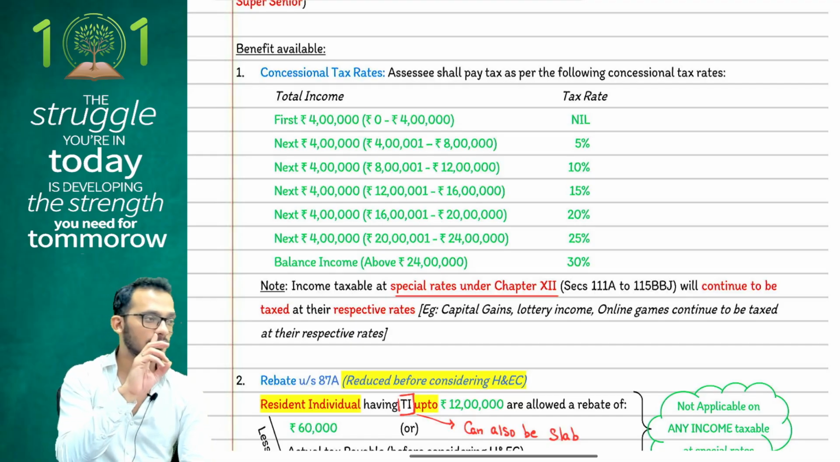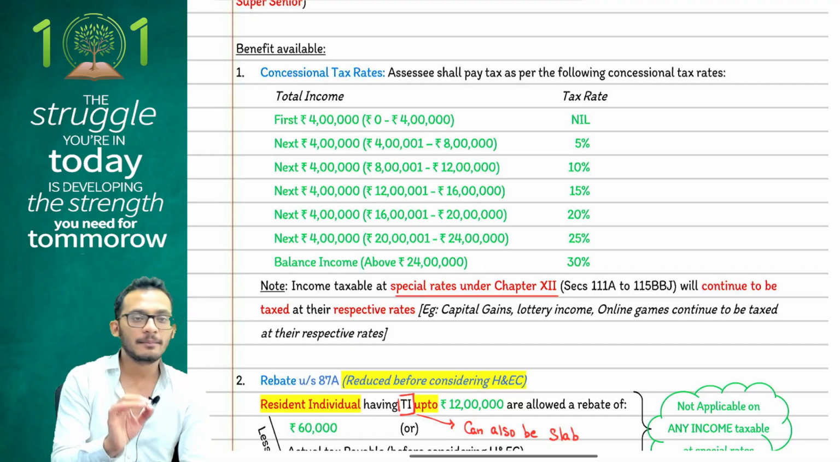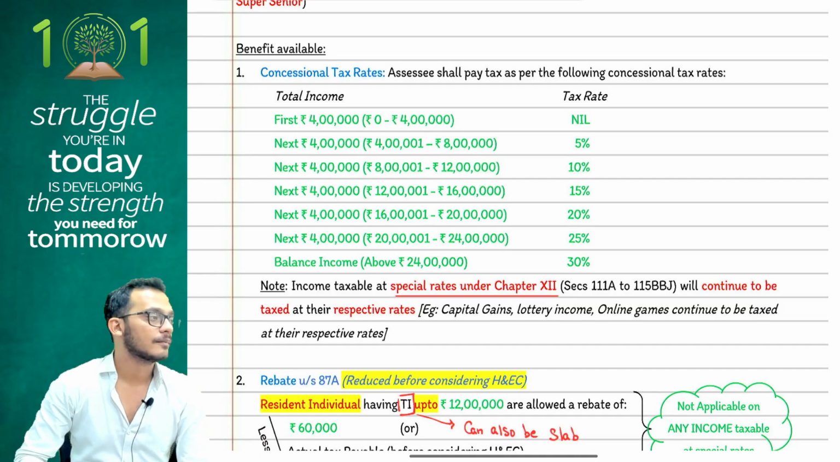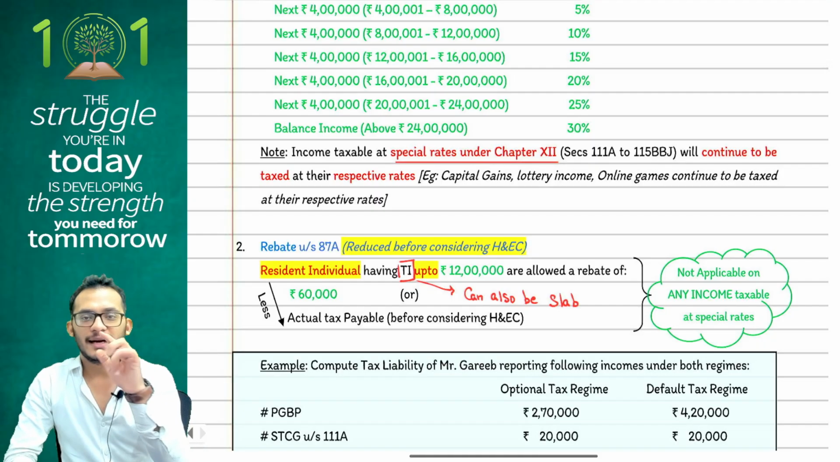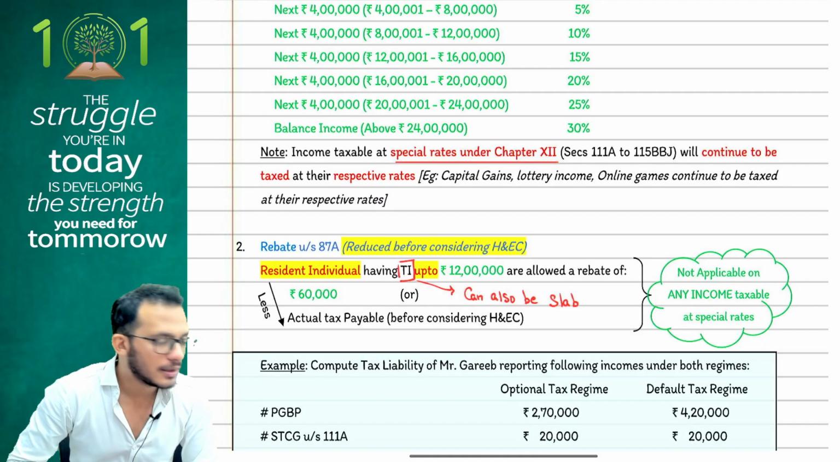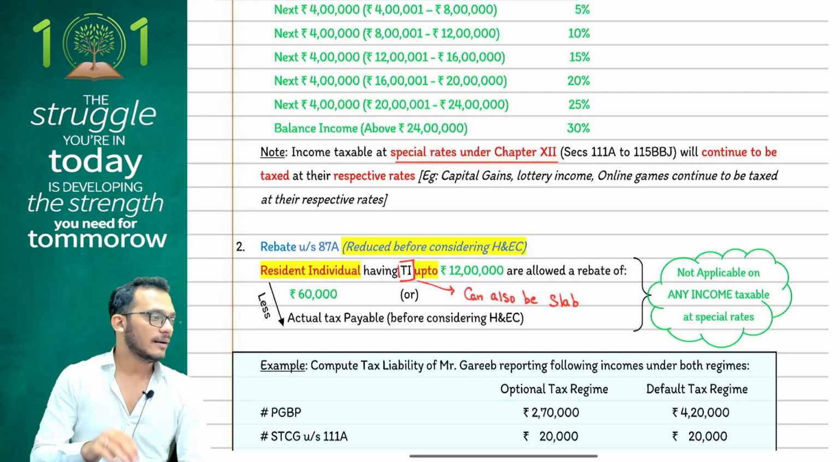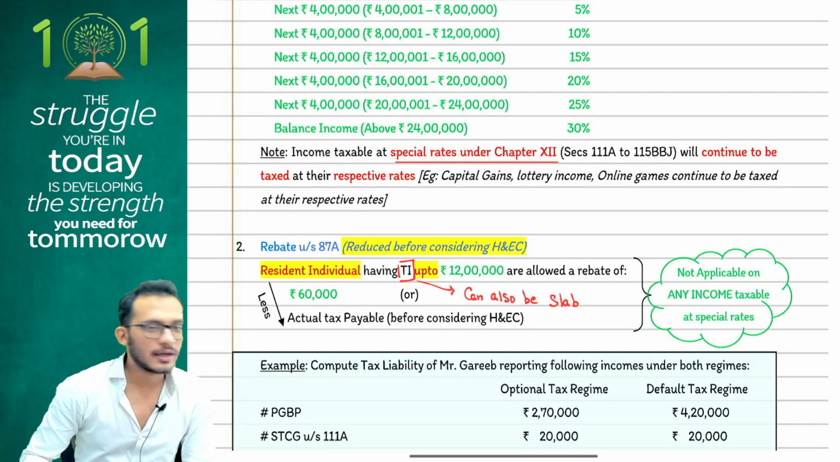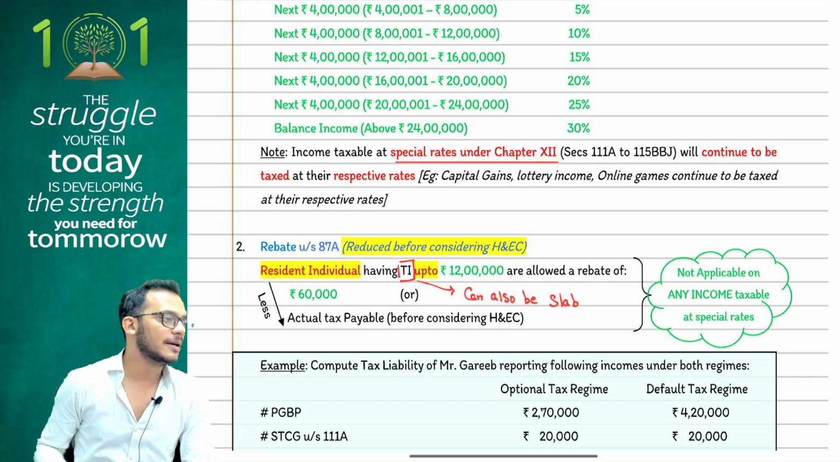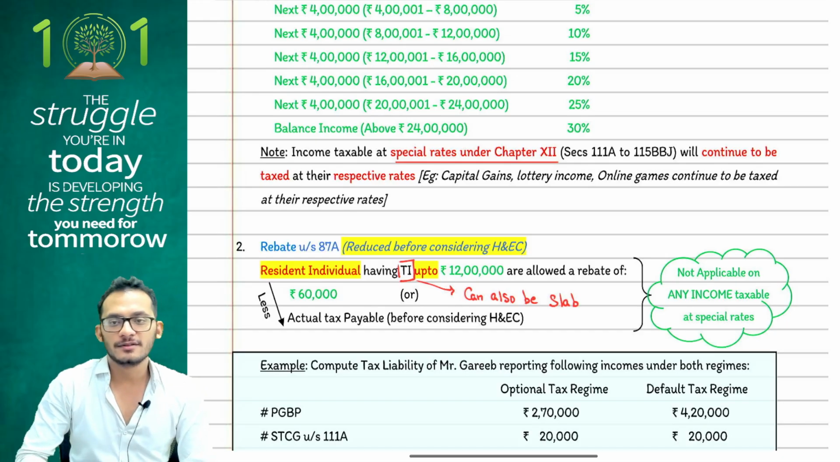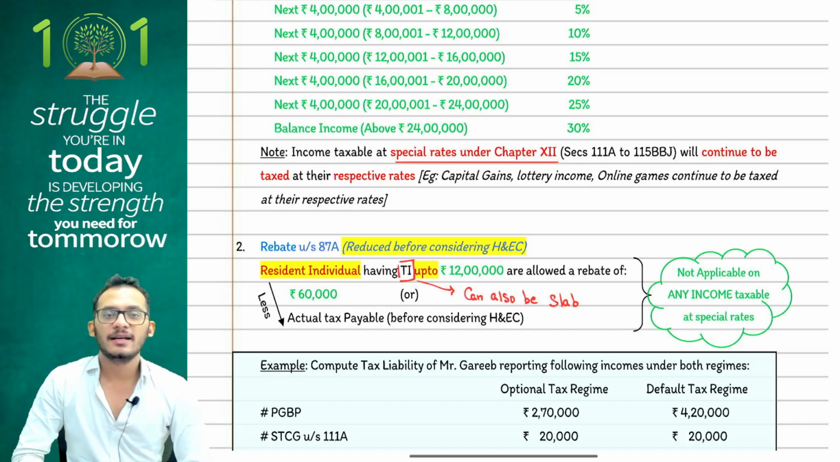Then we discussed about the fact that in a default tax regime, you can be poor if your total income is up to 12 lakhs, with a rebate amount of 60,000 or tax payable, whichever is lower. Most important thing of the current year, that if you are under default tax regime, you cannot claim rebate on any special incomes. You can only claim rebate on slab incomes. That is what we discussed.